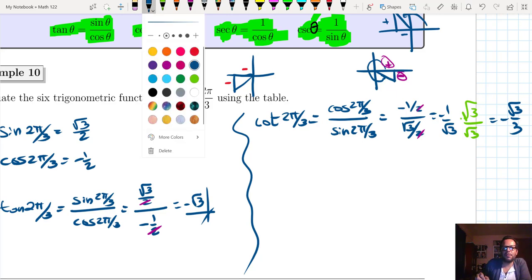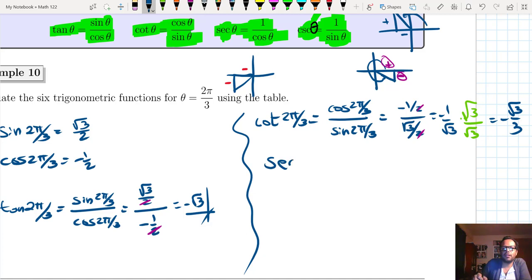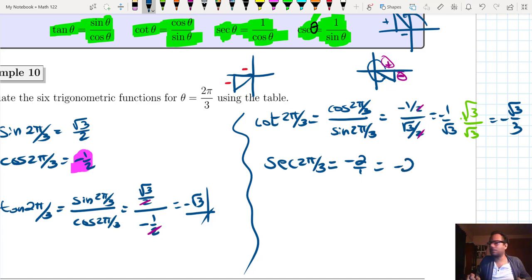Secant, one more. Secant 2 pi over 3 equals basically the reciprocal of cosine, right? So for the reciprocal of cosine, let me highlight it. If cosine is negative 1/2, its reciprocal would be negative 2 over 1, which is just negative 2. Okay.